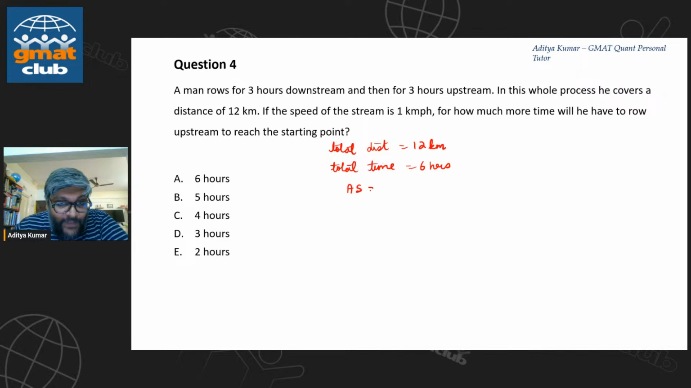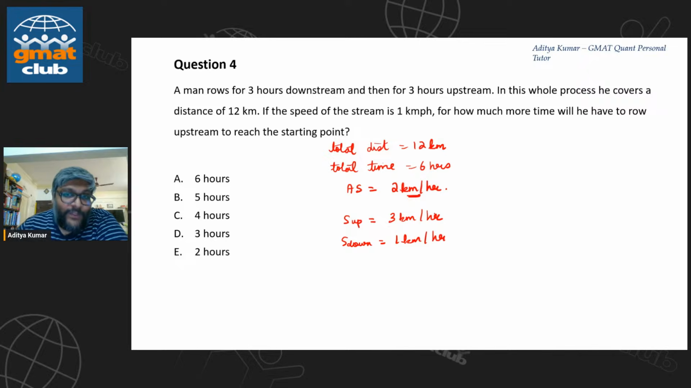Immediately, I could find the average speed. The average speed here would be 2 kilometers per hour. Remember, that average speed is the speed of the entire journey. Now, since I've got the average speed, that's 2 kilometers per hour, that would actually be the speed of the boat, right, for the entire journey. So now I know the speed of the stream is 1 kilometer per hour. So I could write the speed upstream would be 3 kilometers per hour. The speed downstream would be 1 kilometer per hour.